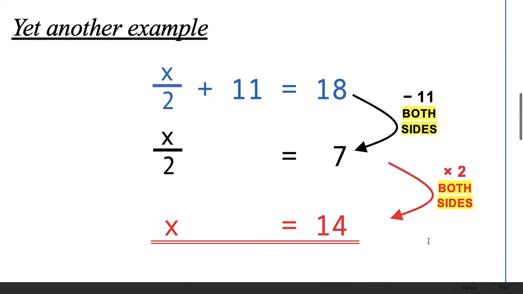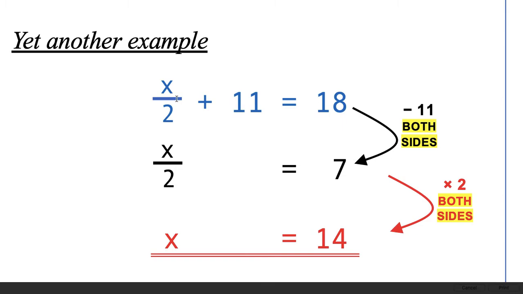Another example. Now we've got fractions. So x over 2 plus 11 equals 18. The same thing applies: I'd like to get the bit with x on its own, so I want to get rid of the 11. So I take away 11 from both sides to get x over 2 equals 7. But I don't want to know what x over 2 is. I want to know what a whole big fat hairy x is. So I multiply everything by 2 to get a whole big fat hairy x, and that gives me x equals 14, because I've got to do the multiplying by 2 on both sides.